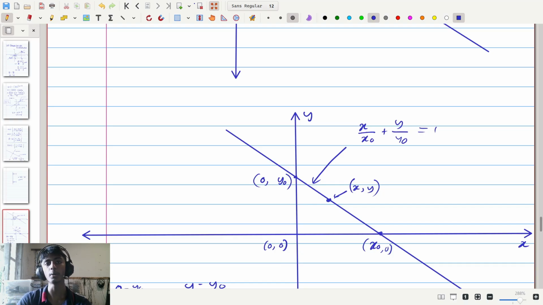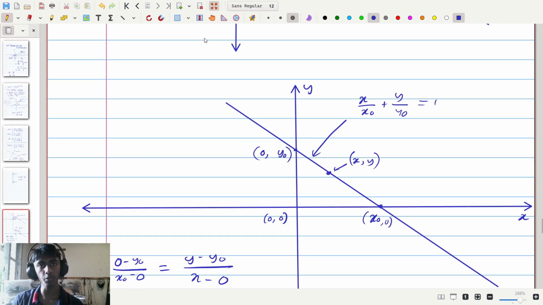This equation, however, has some issues. For one, what happens when x0 is equal to 0 or y0 is equal to 0? When x0 is equal to 0, it means that our line has to be passing through the point where x equals 0. Therefore, it has to be passing through this line here. Considering that, the only ways this can happen is if we have a line that's passing through the origin like this, or a line that is vertical.